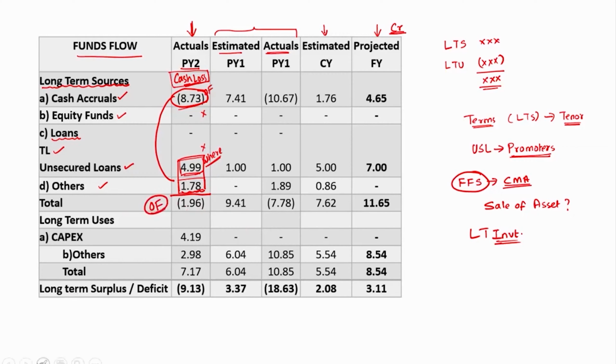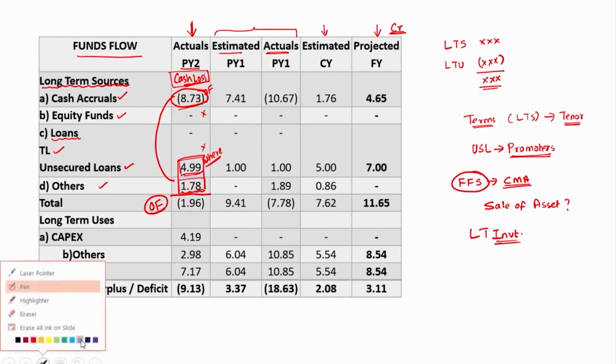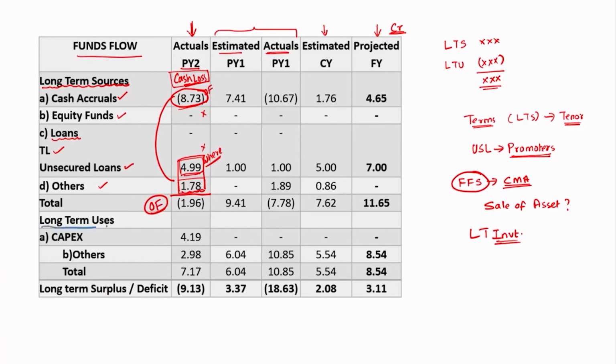And now let us also look at the uses, where they have used. Long-term uses, see, the long-term uses can be towards capex, capital expenditure. It can also be towards repayment of loans. Okay, many things like that. So here, if you notice, in previous year 2, despite incurring such huge loss, they were investing in capital assets. Look at this, 4.19 crore they have invested in capital assets.